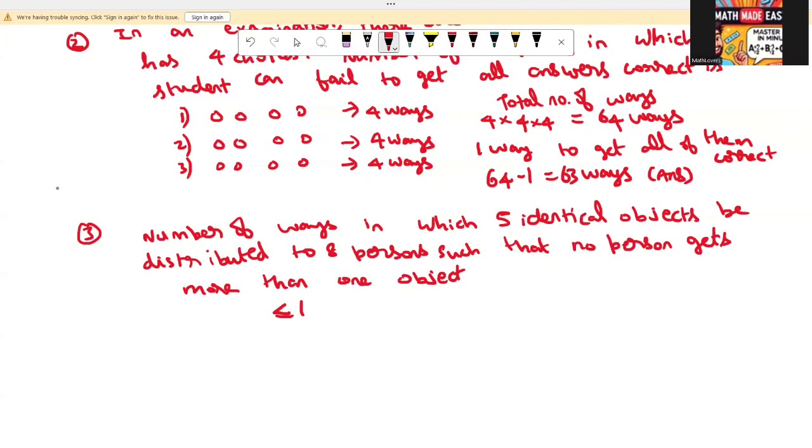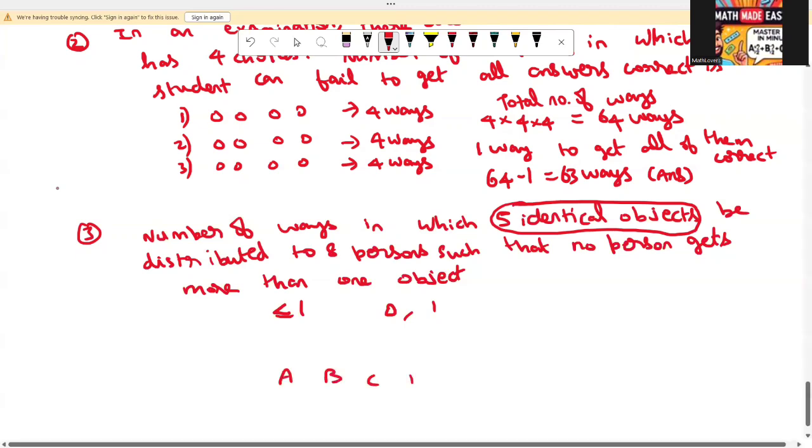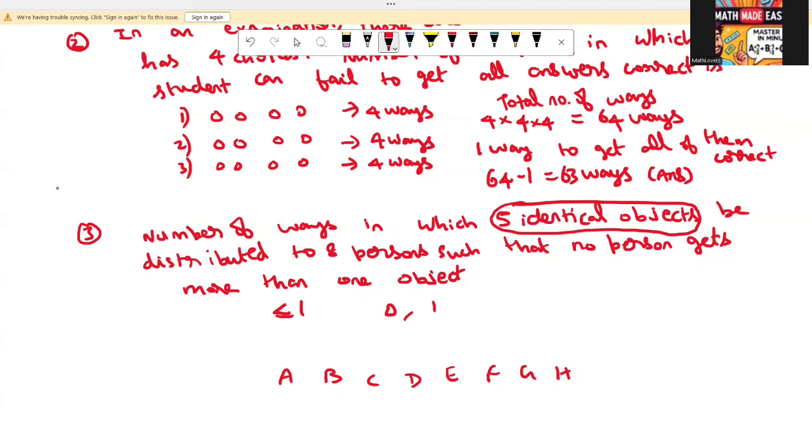So there are only two ways you can give. Either you're going to give zero objects to a person or one object. So literally I can understand the number of objects is limited. Only 5 objects are there, and that too they're identical. And you need to give a maximum of only one object to a person. So let's say these are the 8 people standing: A, B, C, D, E, F, G, and H. Maximum only one object per person. So there can be only 5 ones, and the remaining 3 have to be zeros, meaning 3 people have to get 0 and the other people will get 1.